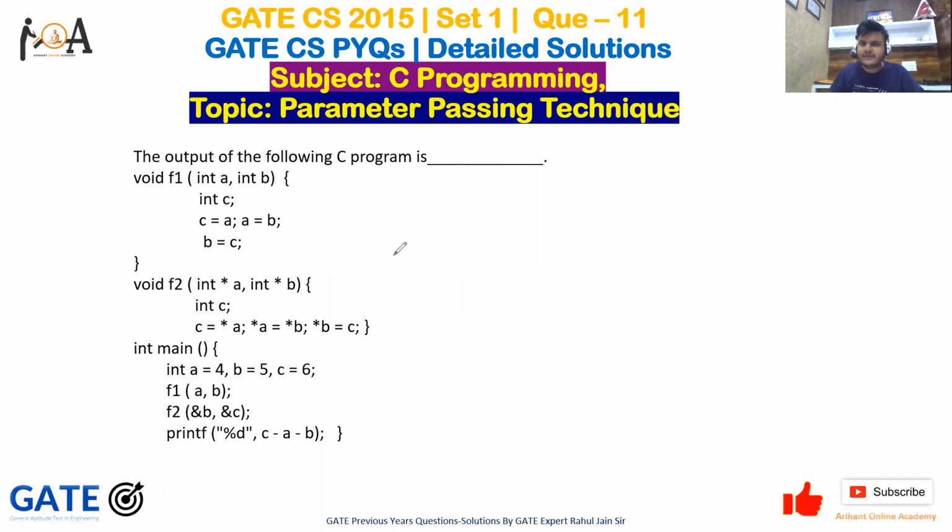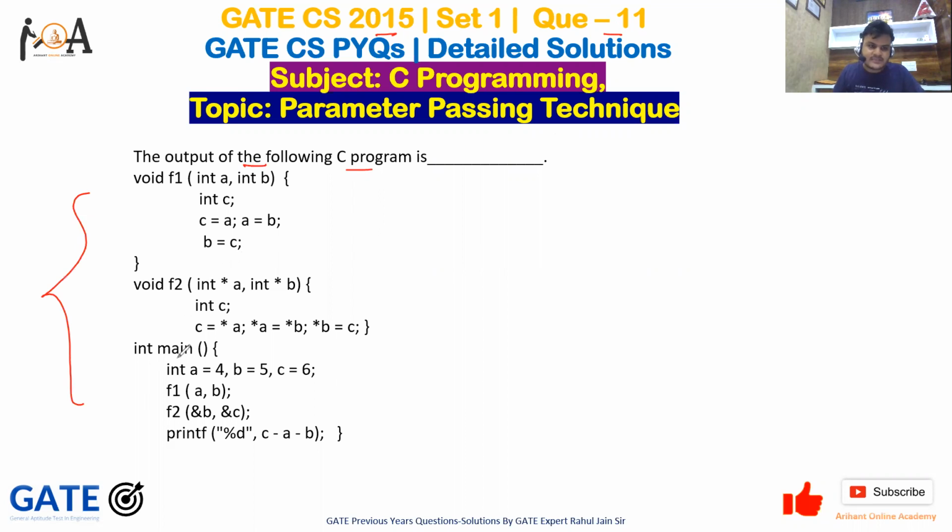Here is a very important question from GATE CS 2015, question number 11. The topic is parameter passing technique. The question was asked for GATE and is very conceptual. If you read the question, we need to find the output of the following C program, and the C program is given to us, right?